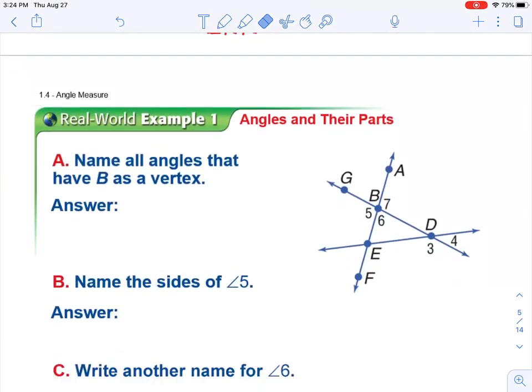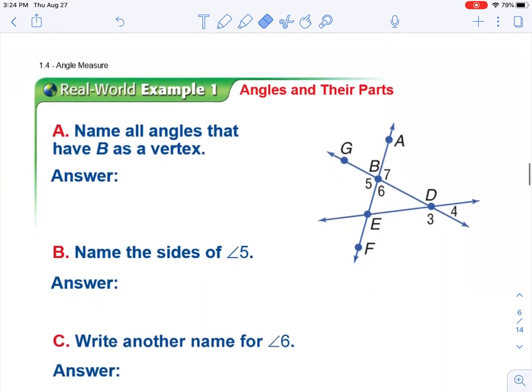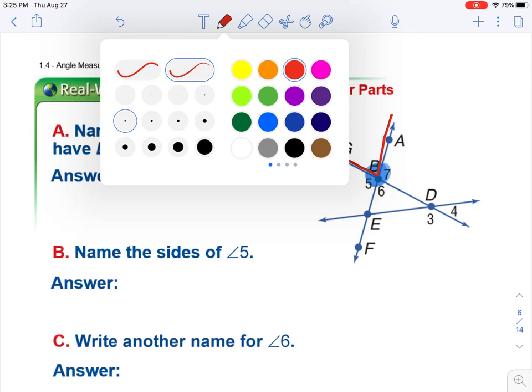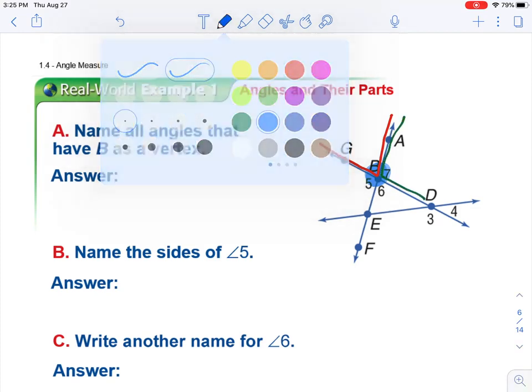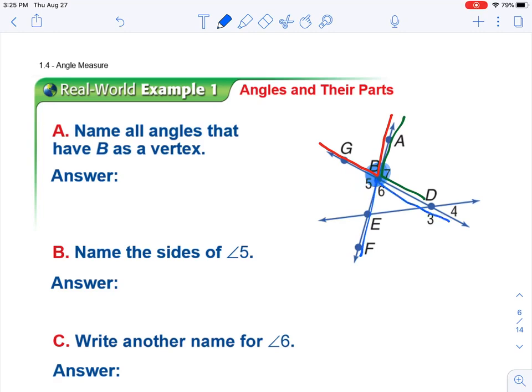So, part A of this slide, we need to name all angles that have B as the vertex. So first we locate B. We're not going to include straight angles in this. So we are only going to have 4 angles. We're going to have this angle, this angle, this angle, and then one more, this angle.